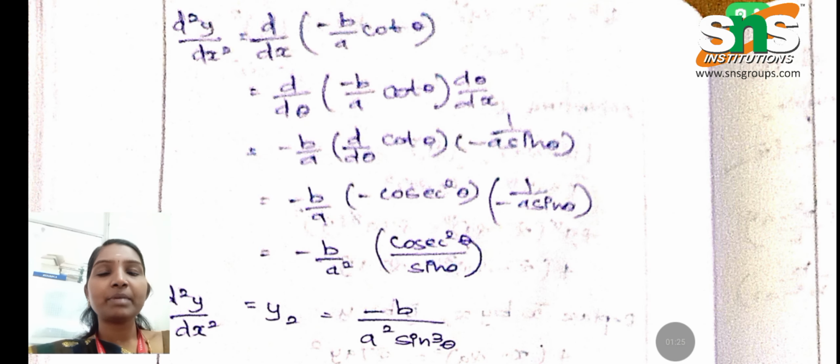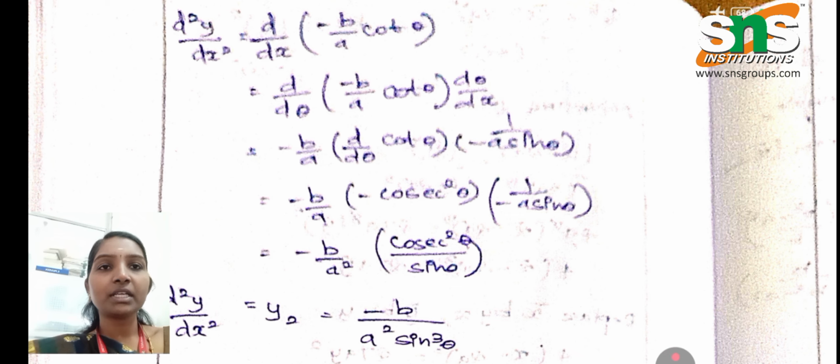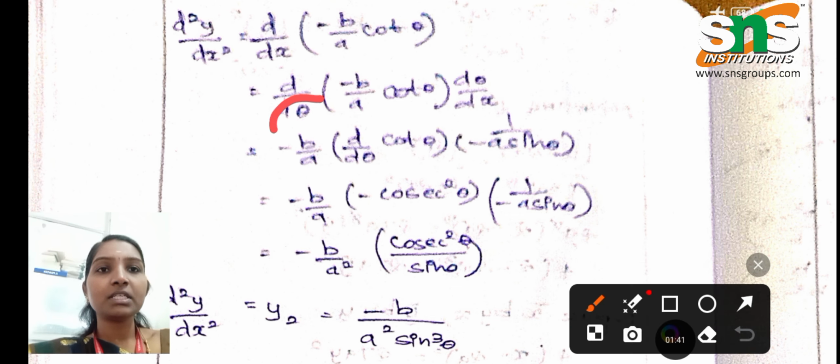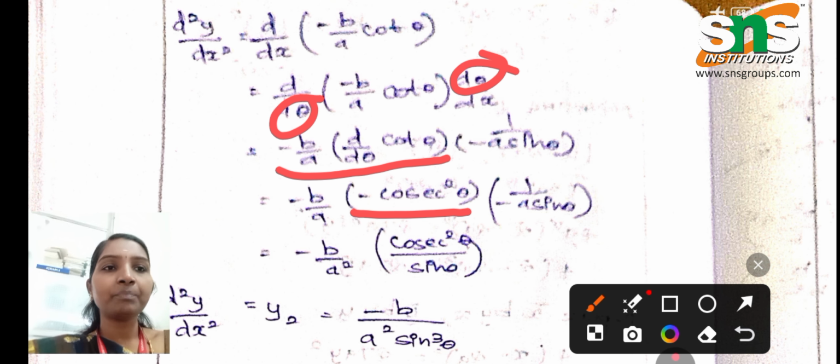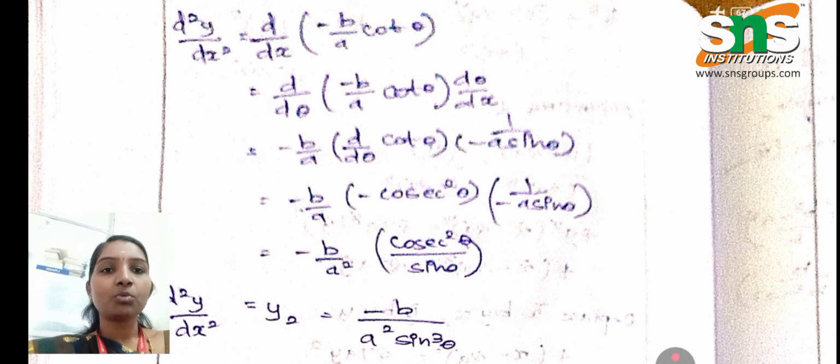Now we'll move on to the next thing, d squared y by dx squared. To find d squared y by dx squared, which is y2, we are in need of d by dx of minus b by a cot theta, which is y1. So we cannot just like that differentiate the element inside the brackets. So we are just taking this d theta and d theta here and differentiating it. Firstly, we will be differentiating this cot theta. Differentiation of cot theta is minus cosecant square theta, and minus 1 by a into sin theta remains the same from the previous step, and this is nothing but the reciprocal of dx by d theta. Now, what is the final answer for y2? y2 is equal to minus b by a squared into cosecant square theta sin theta.